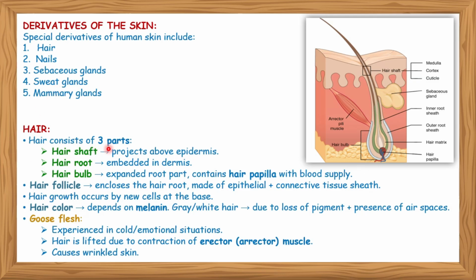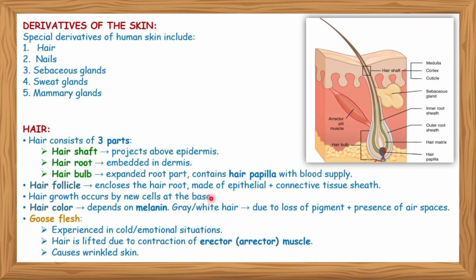Hair. Hair consists of three parts. This is the hair shaft. Hair root. This is the root, and the hair shaft projects above the epidermis, and the hair root is embedded in the dermis. The hair bulb is the expanded root part and contains hair papilla with blood supply. Hair follicle encloses the hair root and is made up of epithelial and connective tissue sheath.